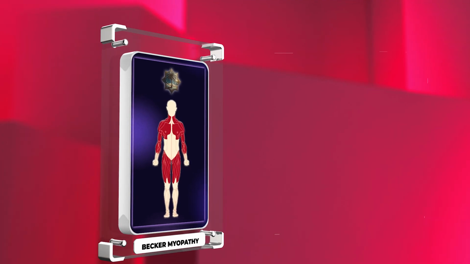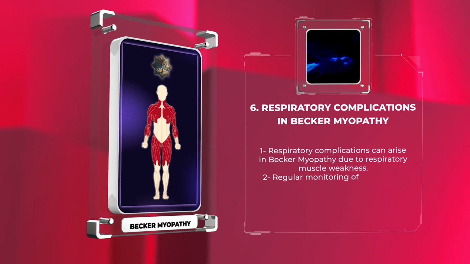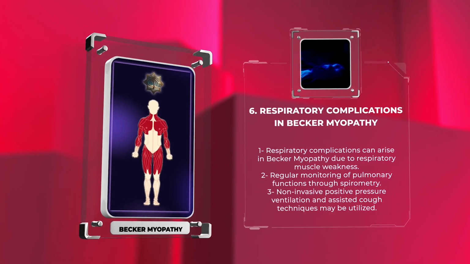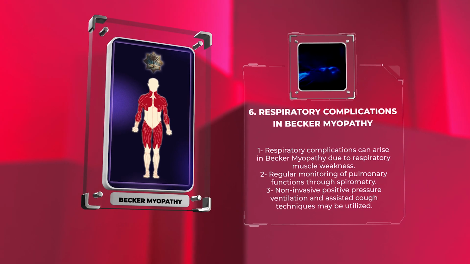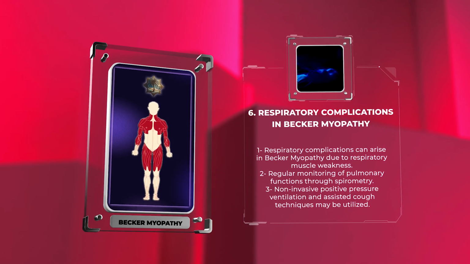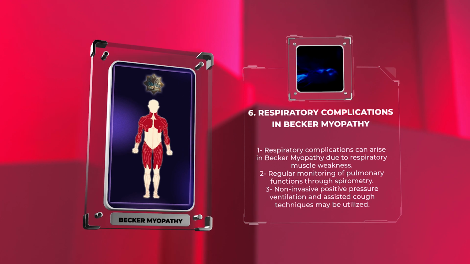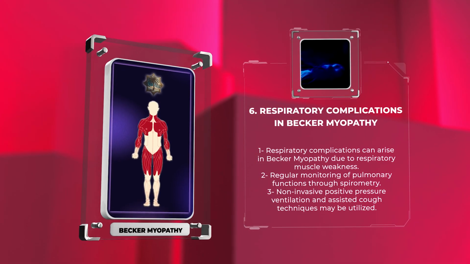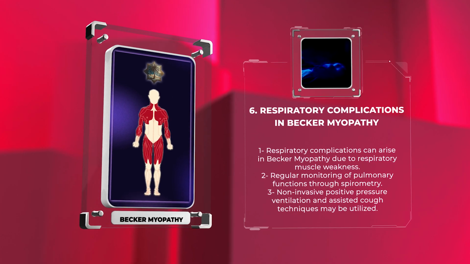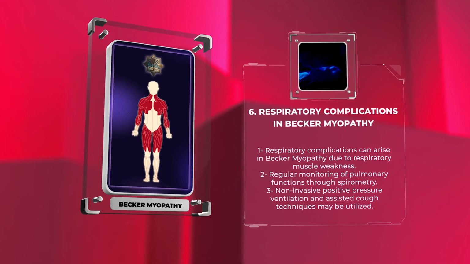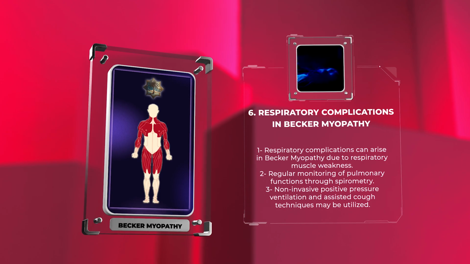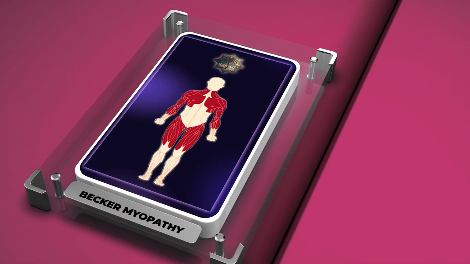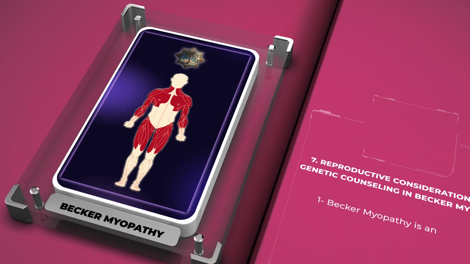Respiratory complications can arise in individuals with Becker myopathy due to weakness in the respiratory muscles, including the diaphragm. Regular monitoring of pulmonary functions through spirometry and assessing for symptoms like shortness of breath, nocturnal hypoventilation, or respiratory infections is crucial. Non-invasive positive pressure ventilation, NIPV, and assisted cough techniques may be utilized to improve respiratory function and prevent respiratory failure.